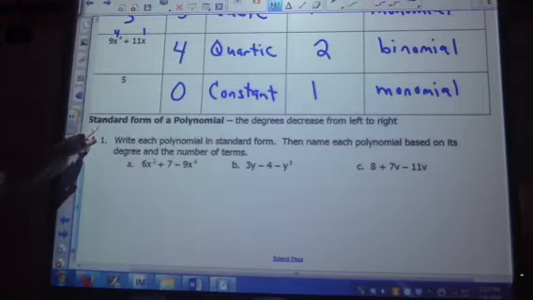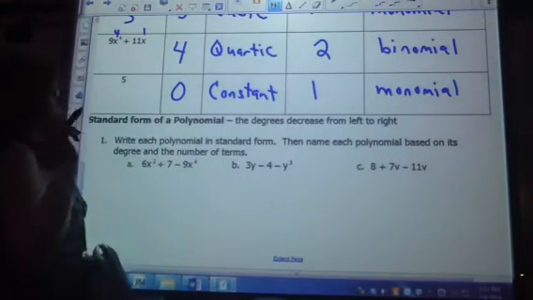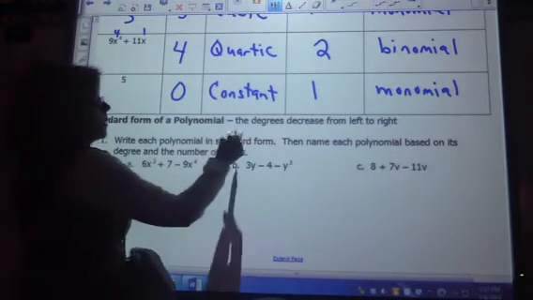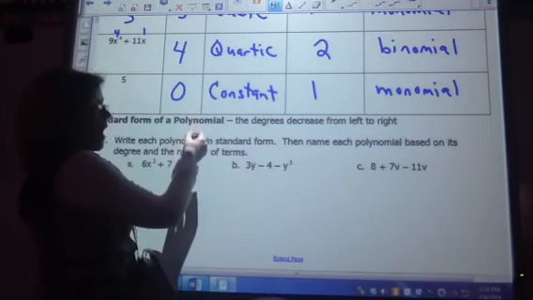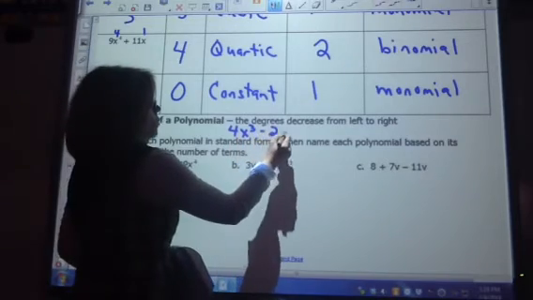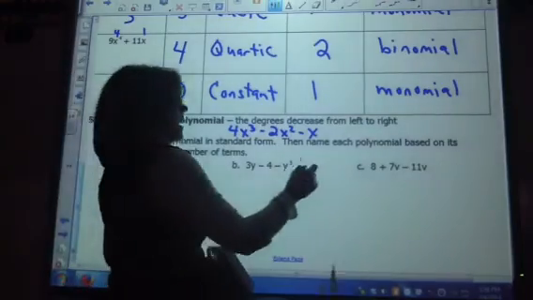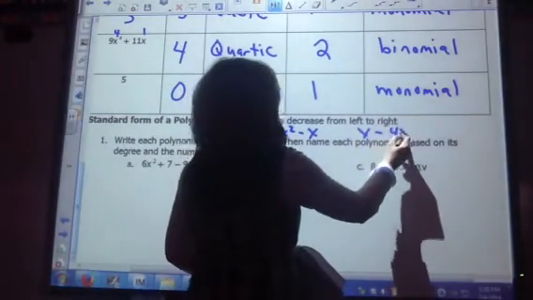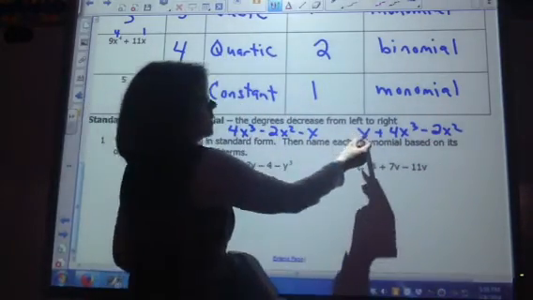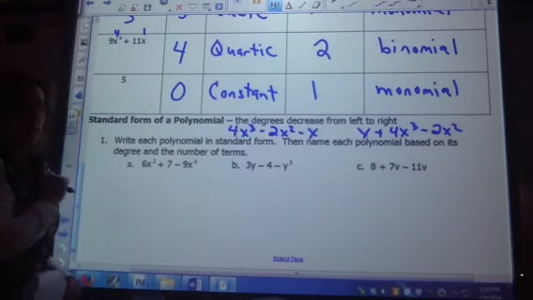Okay, when you write a polynomial in standard form, you always want the degrees from left to right to be going down. Okay, so you want your highest degree first. For example, 4x to the third minus 2x squared minus x. You want it written like this in standard form instead of x minus 4x cubed minus 2x squared. Okay? This one is not in standard form, this one is. So we're going to practice putting these polynomials in standard form.